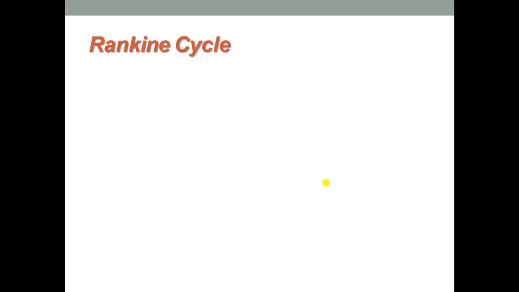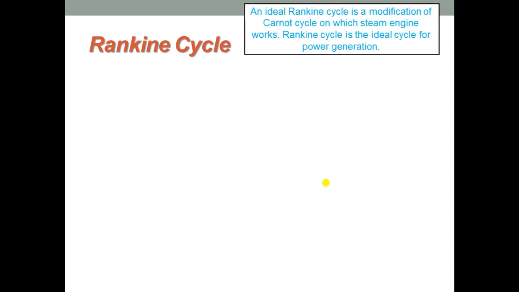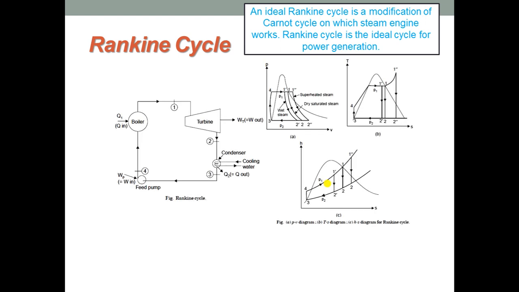Rankine Cycle. Rankine cycle is a modification of Carnot cycle on which steam engine works. Rankine cycle is the ideal cycle for power generation. So, we make use of a line diagram, PV diagram, TS and HS diagram for brief description of the different processes of Rankine cycle.